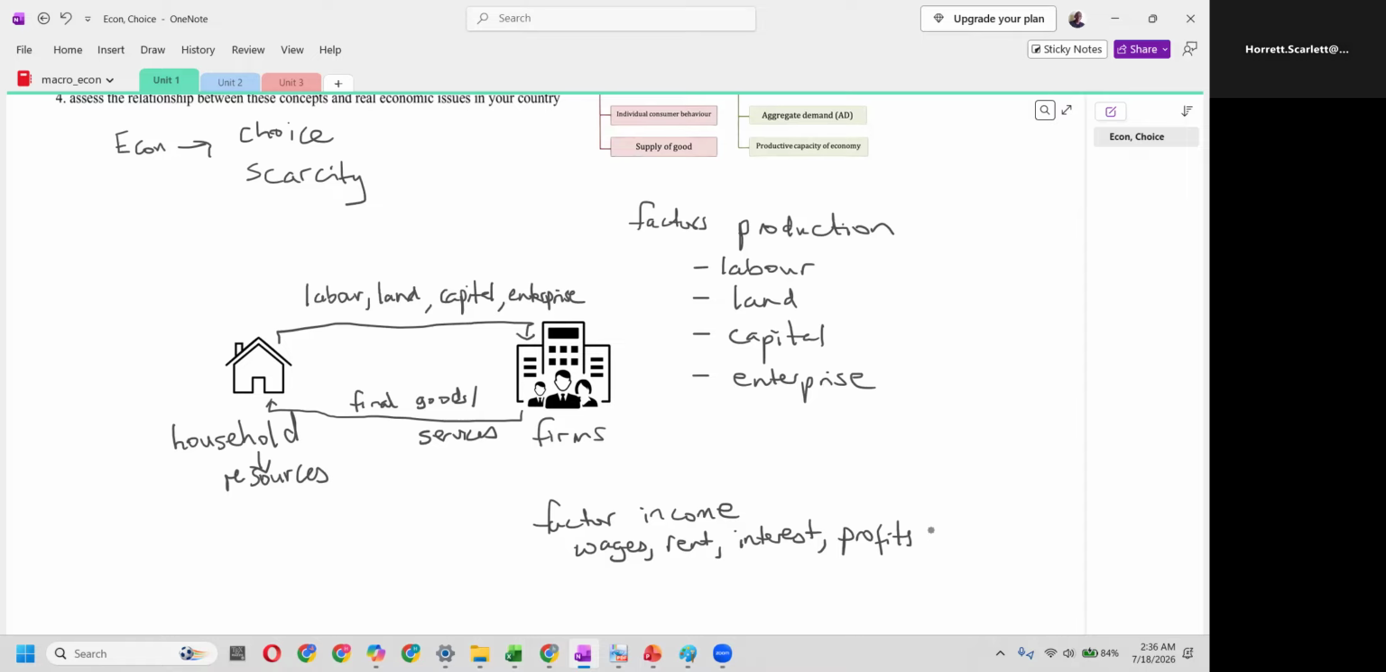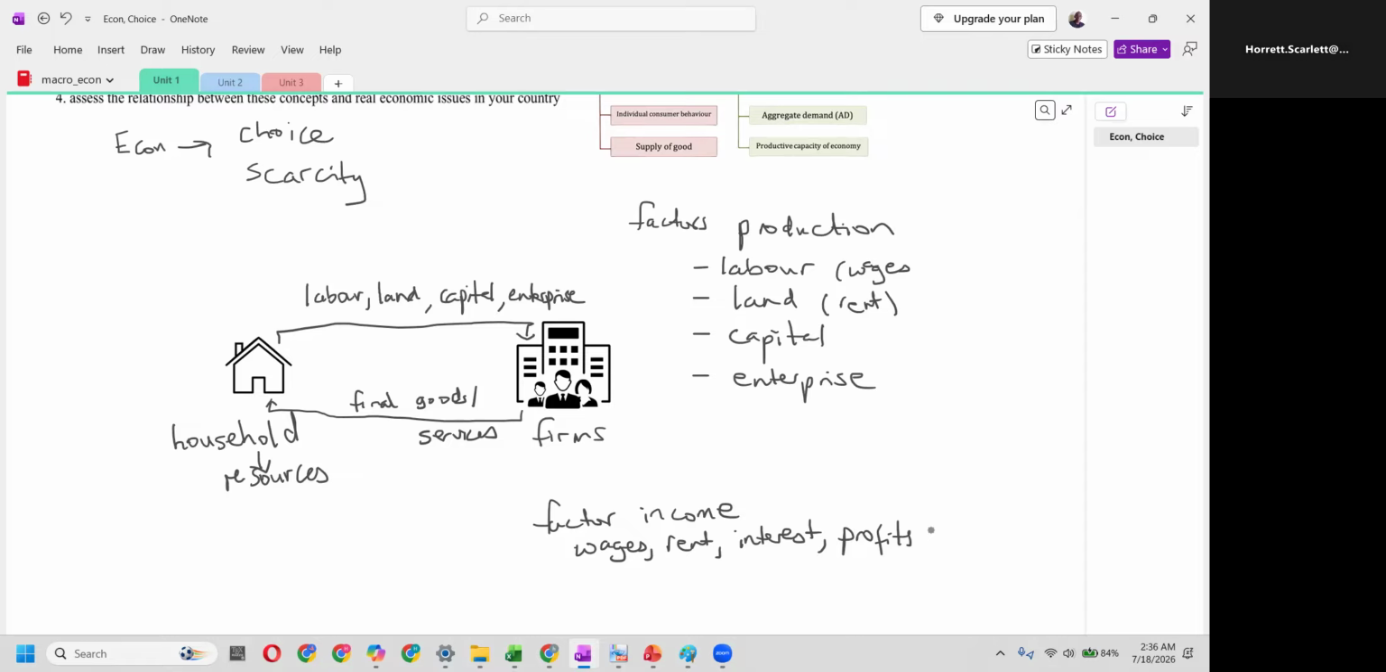In terms of labor, when a household provides labor to the firm, they expect to get some wages. When they provide land, and by the way, land is any natural resource, it could be the physical land, but it could also be minerals which are embedded in the land, or oil which is embedded in the land. The factor income associated with these natural resources is usually referred to as rent.